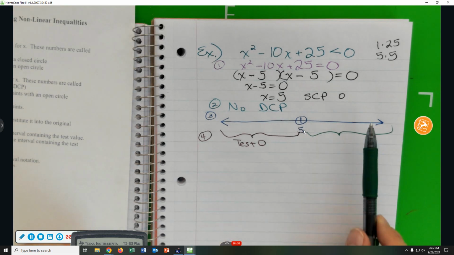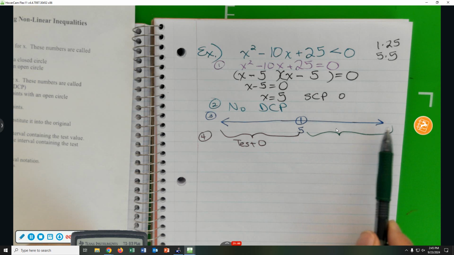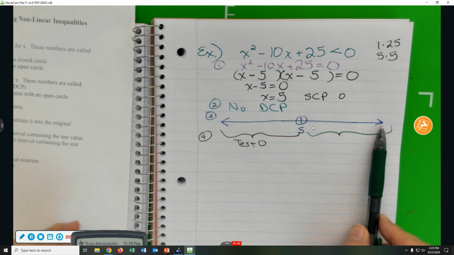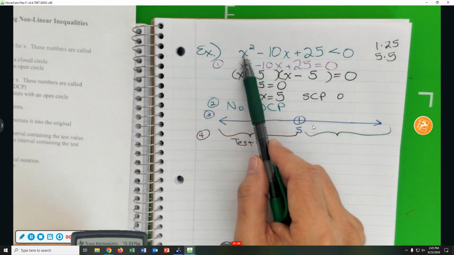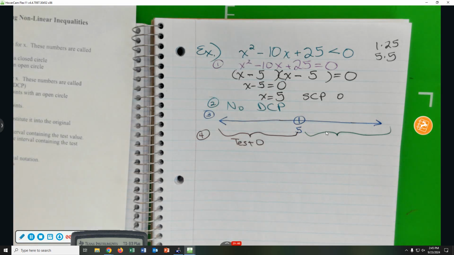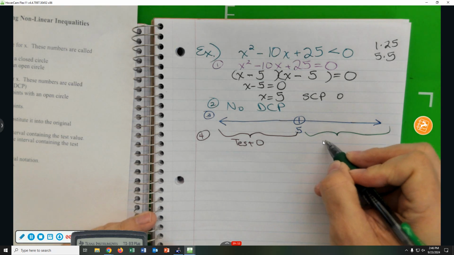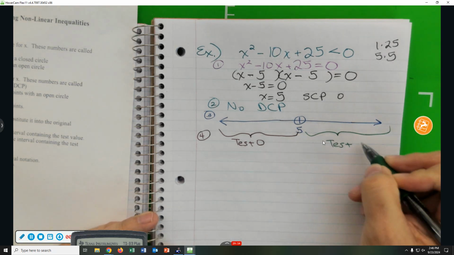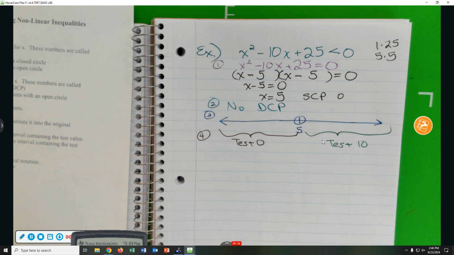What about a number to the right of 5? You know what I'm going to use? 10. What number is easy to square there? I think I'll use 10. You could use 6, you could use 7, you could use 57, but I'm going to test 10 because it's easy for me to square. I can do the arithmetic in my head then.